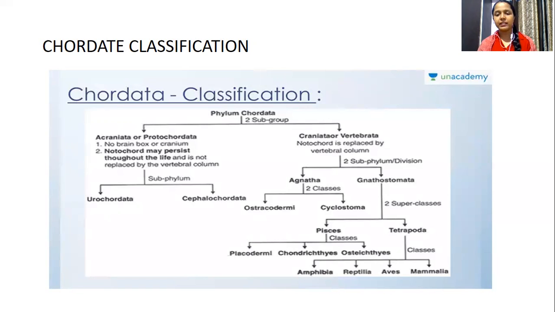And the next superclass is the tetrapoda. Tetrapods are the individuals which have four legs. Tetra means four, poda means legs. The organisms which have four legs are grouped under tetrapods. In the tetrapods, we come across different classes like amphibia, reptiles, aves, and mammals. All the higher vertebrate classes are grouped under the tetrapods. So this is the classification of chordata.